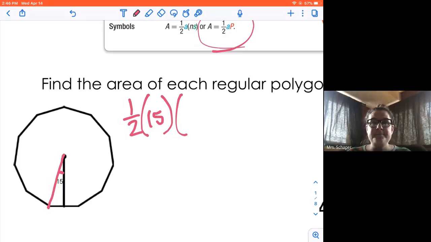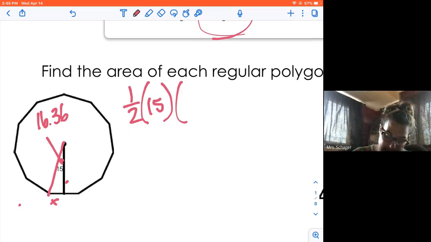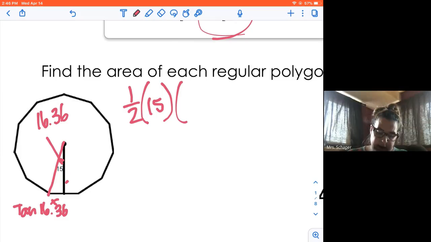So that means this measurement is 1/22 of 360. I'm going to take 360 divided by 22, which is 16.36. So in this triangle, this angle is 16.36, and I need to use that to find that measurement. I know the adjacent and I want to figure out the opposite, so I'm going to take the tangent of 16.36 is equal to opposite over adjacent. I'm trying to figure out this fraction piece right there.